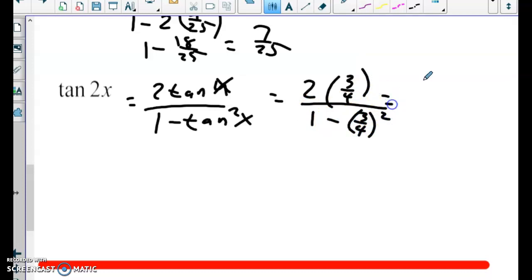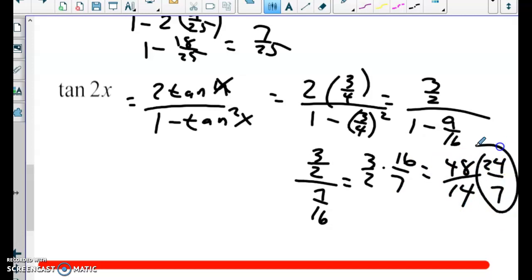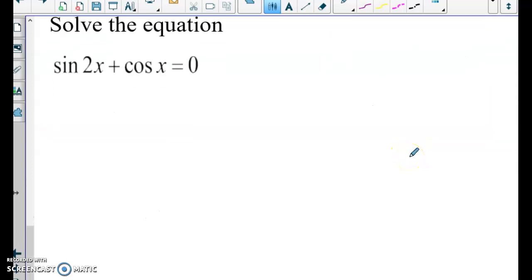Simplifying here, I get 3/2 over 1 minus 9/16, which is 3/2 divided by 7/16, which is the same as 3/2 times 16 over 7, which gives me 48/14. And for the fun of it, I'll make that 24/7. So just plugging values into the formula. All right. And I think I'm going to pause there because I don't think I can get that on a video.